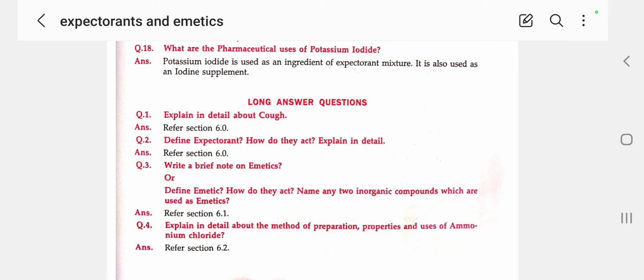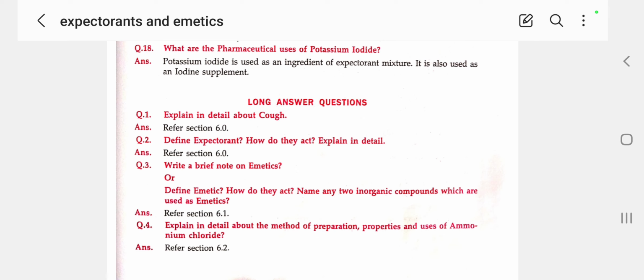You may try this long answer question once you go through this video, then the previous video, then you may attempt the answer for this question. Explain in detail about cough. Next question, define expectorant and how do they act? Explain in detail. Write a brief note on emetic.